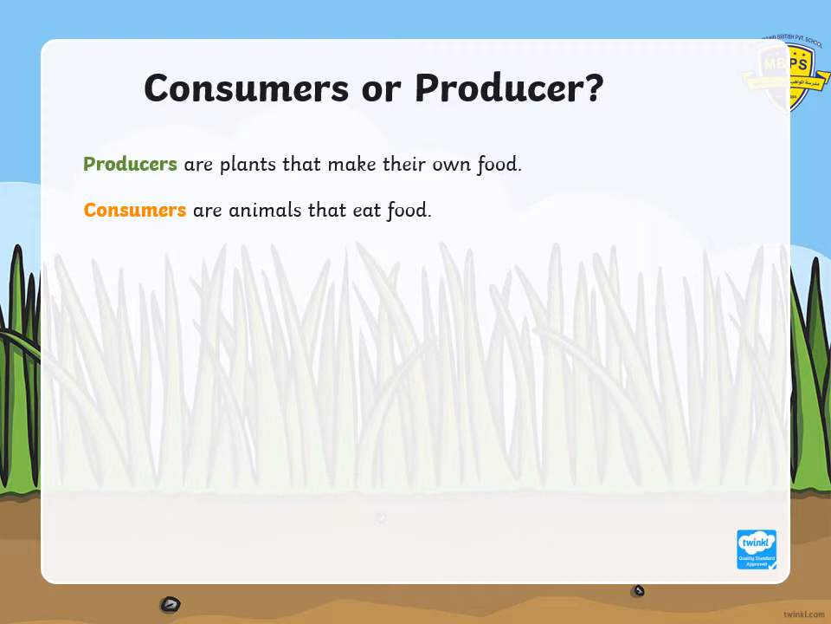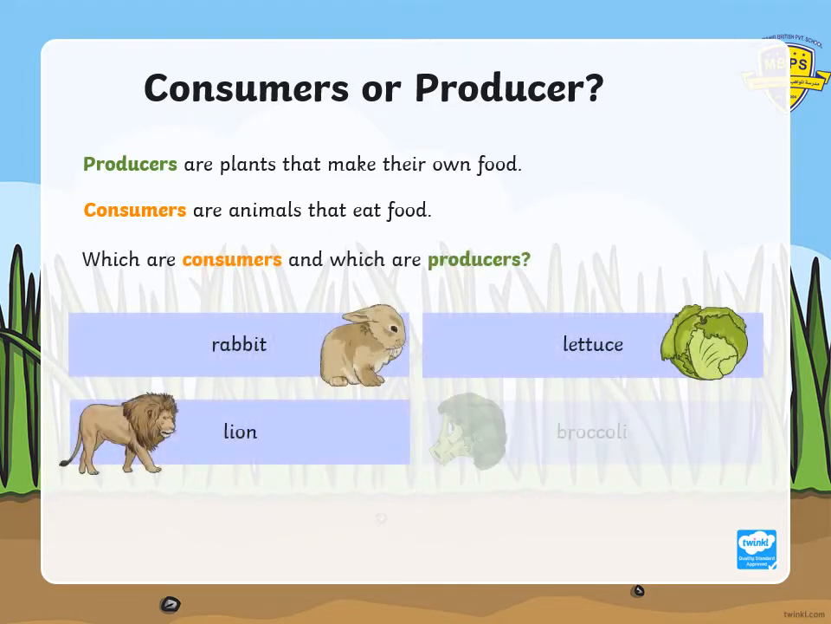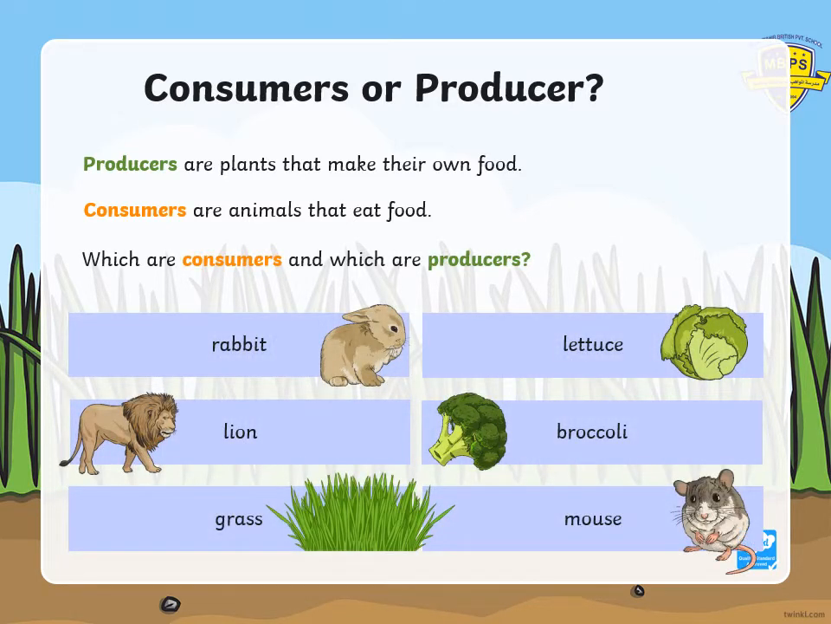Consumers or producers. Now, do you remember what consumers or producers are? Let's review. Producers are plants that make their own food. Consumers are animals that eat food. Now, which are producers and which are consumers? I'll give you a moment to think. Now, do you think a rabbit is a consumer? Let's check. Yes, it's a consumer.